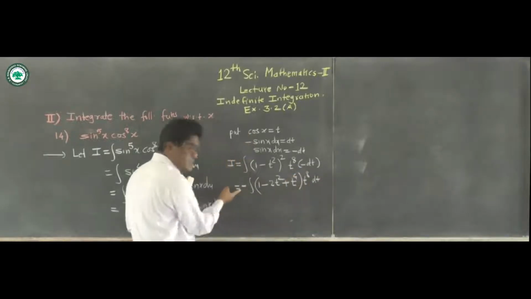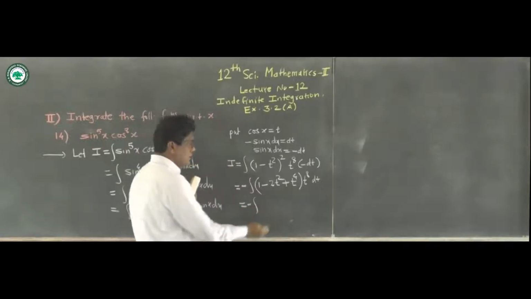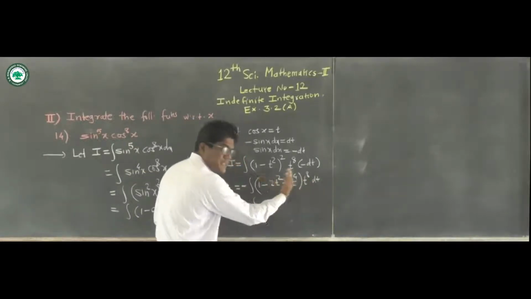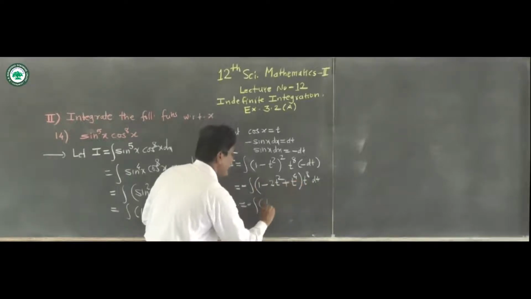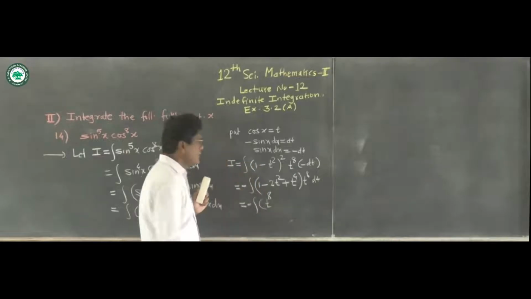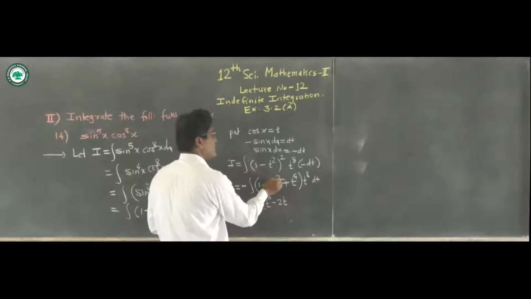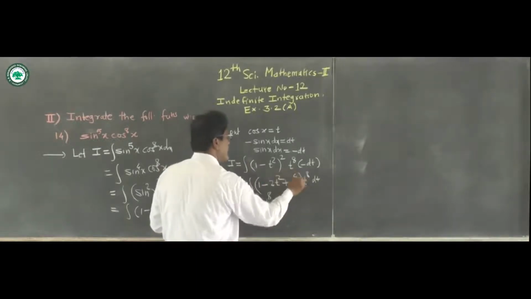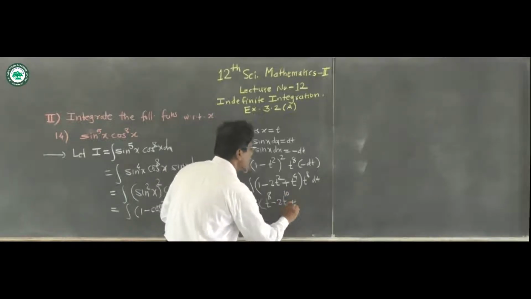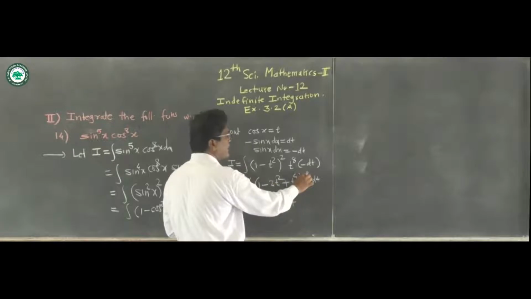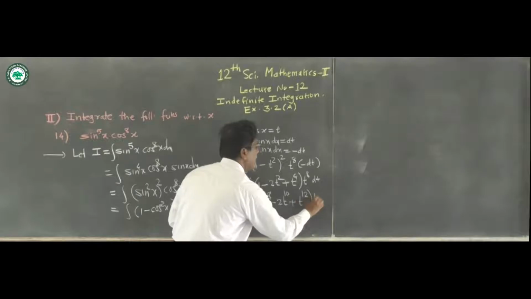This minus sign is outside the integral, so it is equal to minus integration of, now multiply by t to the power 8 inside the bracket. Therefore we get 1 into t to the power 8, that is t to the power 8, minus 2 into t square into t to the power 8, that is 2 plus 8, that is 10, plus t to the power 4 into t to the power 8, that is 4 plus 8, that is 12, and dt.